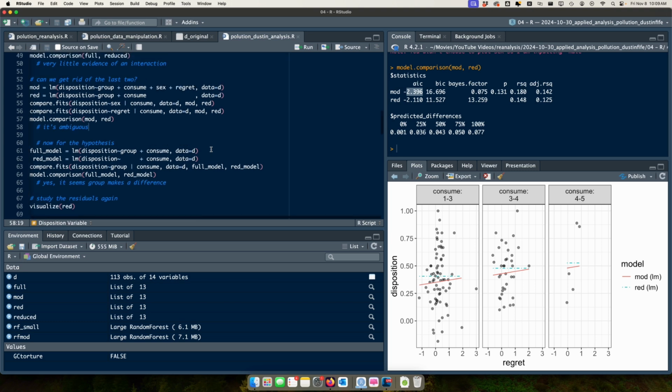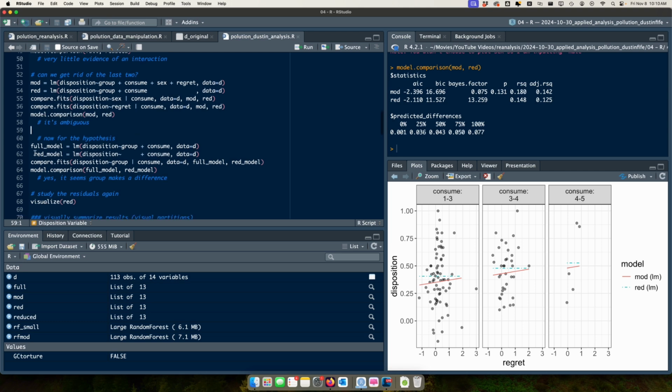What am I getting rid of again? Oh, sex and regret. Yeah, no need to regret sex. So we're just going to get rid of both of them.